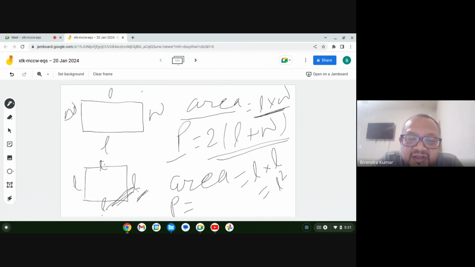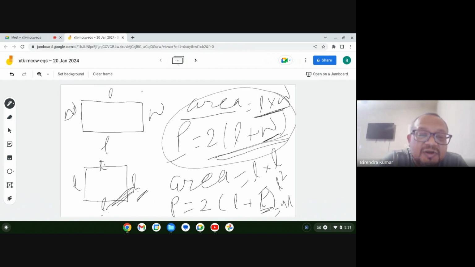Perimeter of a square would be the same as a rectangle, right? It has all the properties of a rectangle. I will use length wherever I have width, since I don't have a separate width. My width is the same as length. So this becomes 4 times L. I'm giving you the option to either remember this formula separately, or remember only one formula and use the property of a square to derive this formula at runtime.